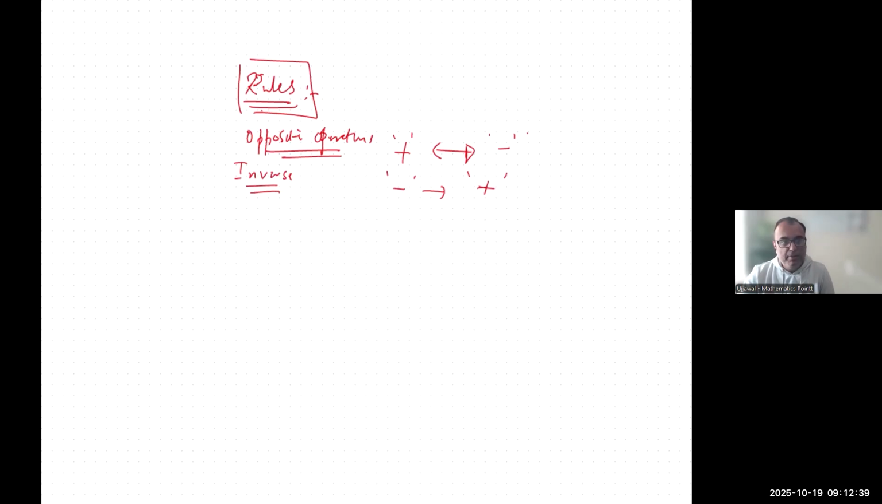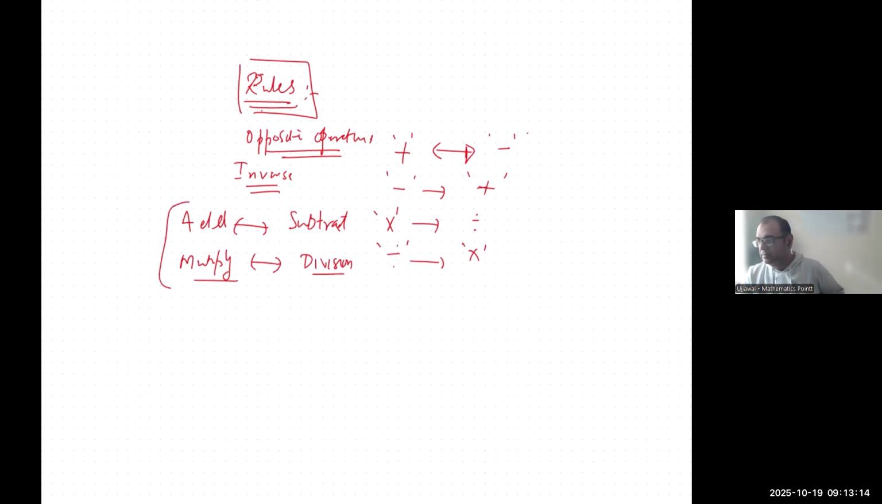Then your multiply or a product has an inverse, which is division. And your division has an inverse of multiplication. So addition, add, and it's a two-way arrow, is a subtract, and a multiply has division. Remember that. Very, very, very important.